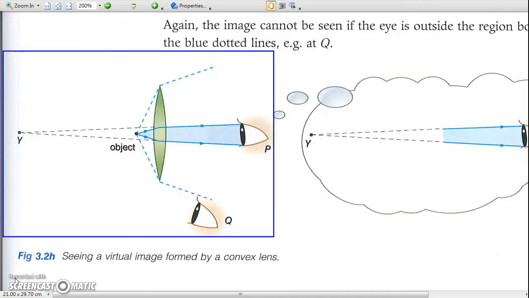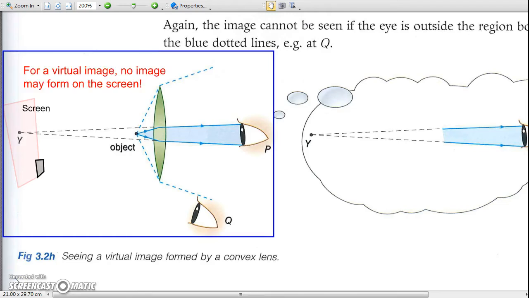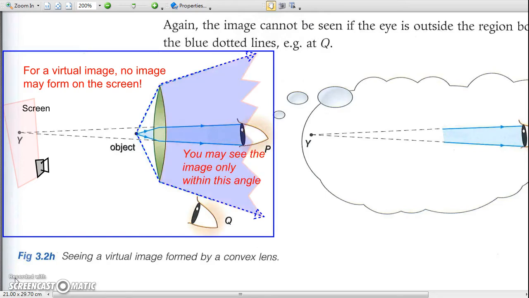A virtual image cannot be projected onto a screen. The light rays from a single point of the object that pass through the lens are not converged to a single point, but appear to come from a point located by drawing virtual rays. If there is a screen, there will be no image projected on this screen.